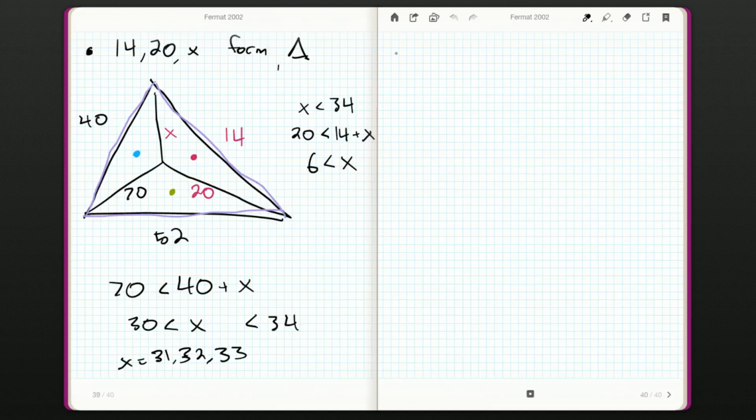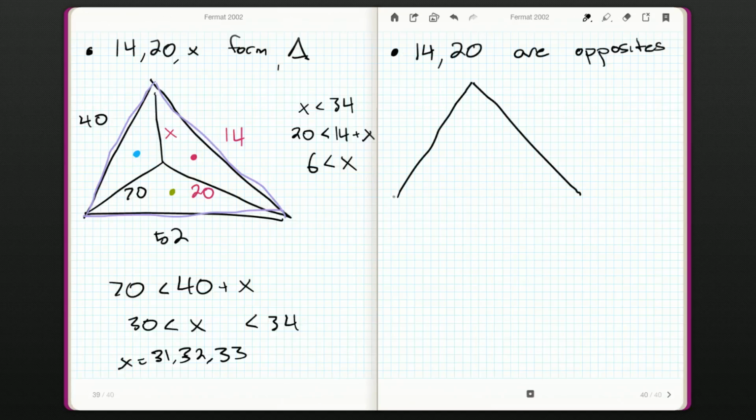So now, let's look at the case 14 and 20 are opposites. Okay. So 14 and 20 are opposites. Are we ever going to be able to even get a tetrahedron here?